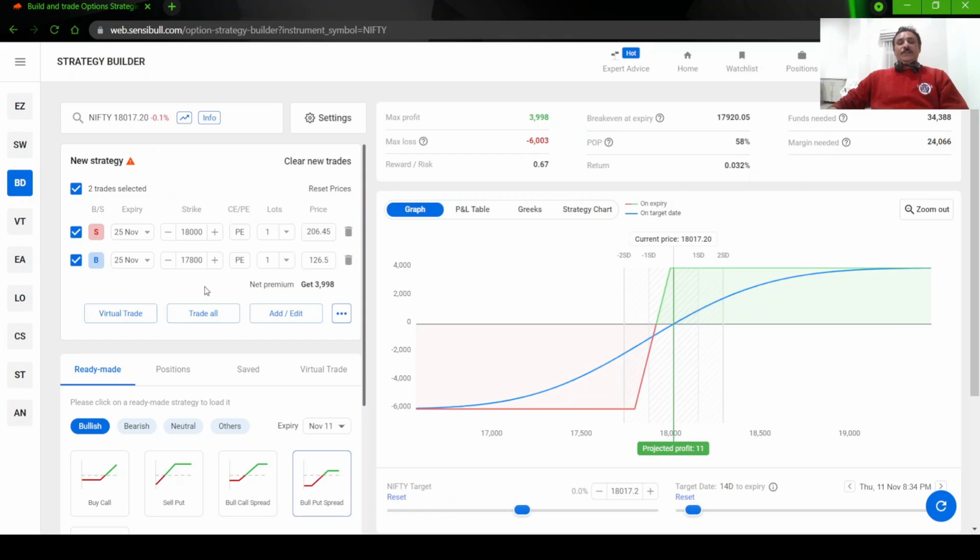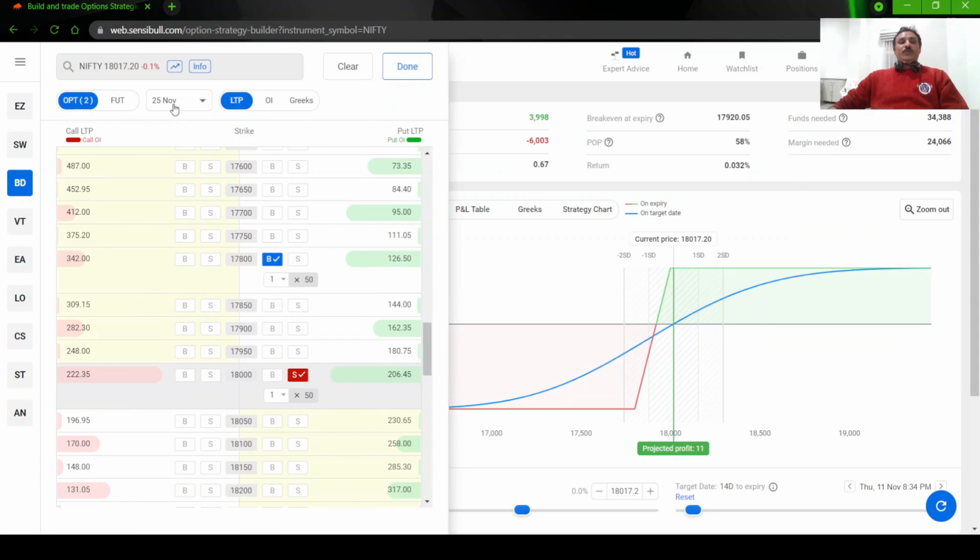So let us first do the addition of the lower put, then you know how the strategy has changed to a bearish view. Okay, let us add it live. So it's a 25th November expiry. So we already have whatever is the position taken, 18,000 put sell and 17,800 put buy. Let us go and buy a 17,700 put.